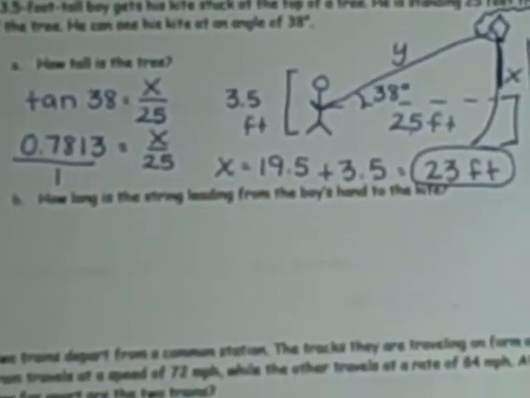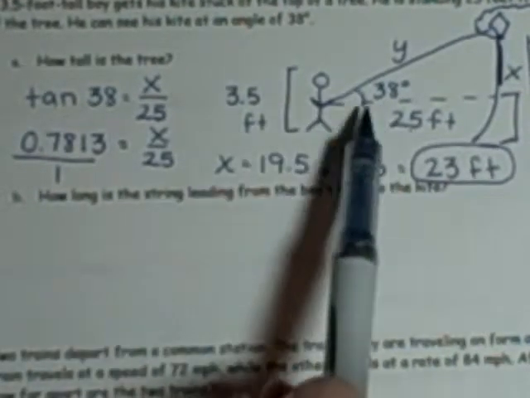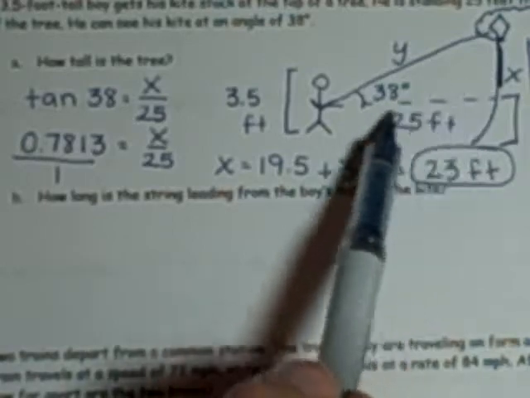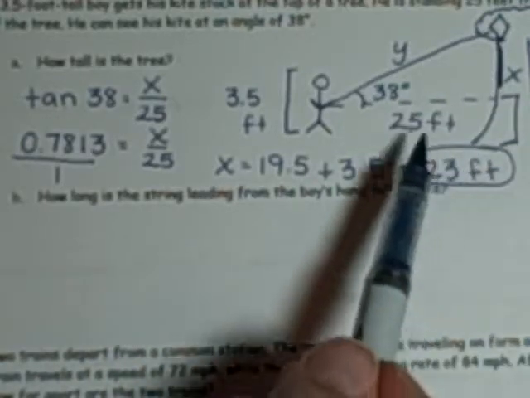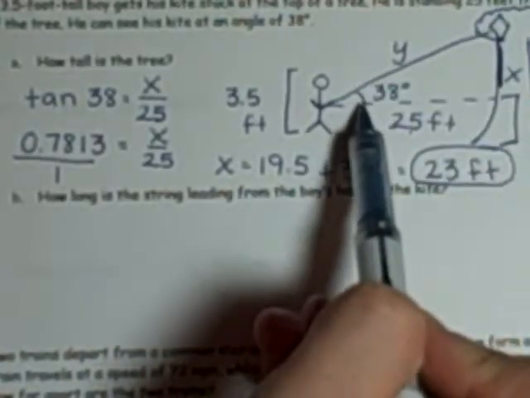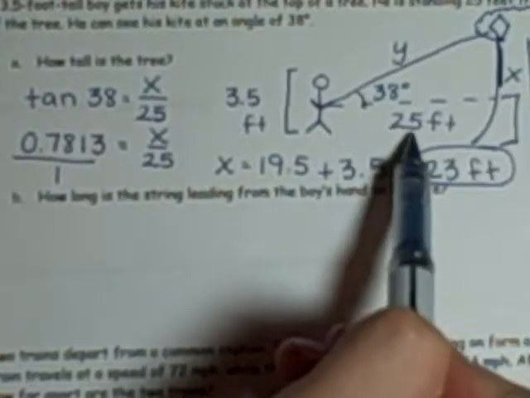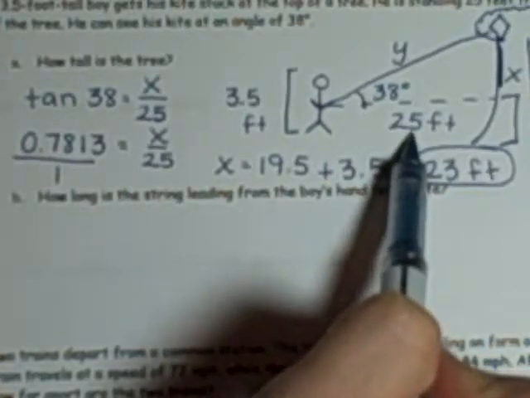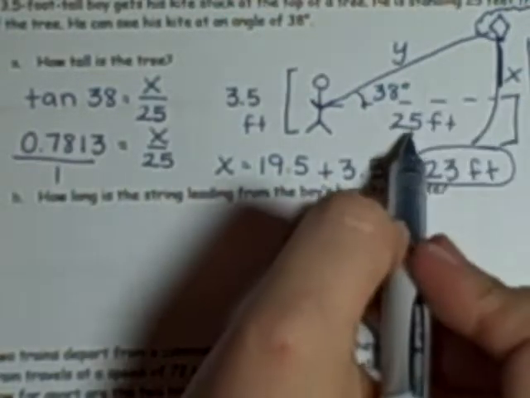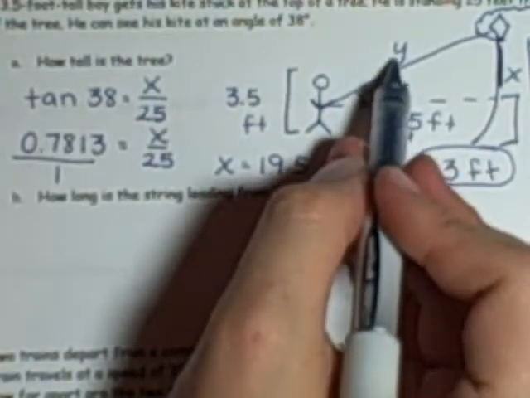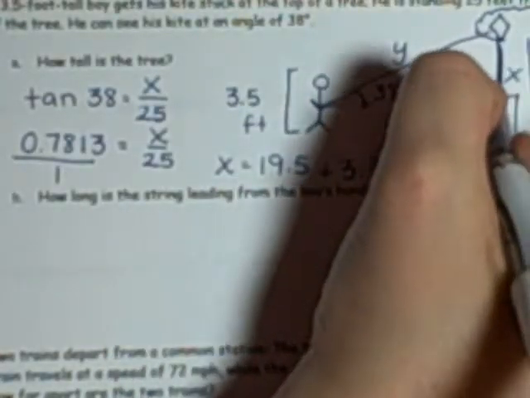So I would try to do it without using that x, but you could use Pythagorean theorem and use the x and do it that way. I'm going to do it using trigonometry. I'm going to take my 38 degrees again and my 25 feet here, which was given to me in the problem. So now that's my adjacent side. And now I'm looking for the hypotenuse across from the 90.